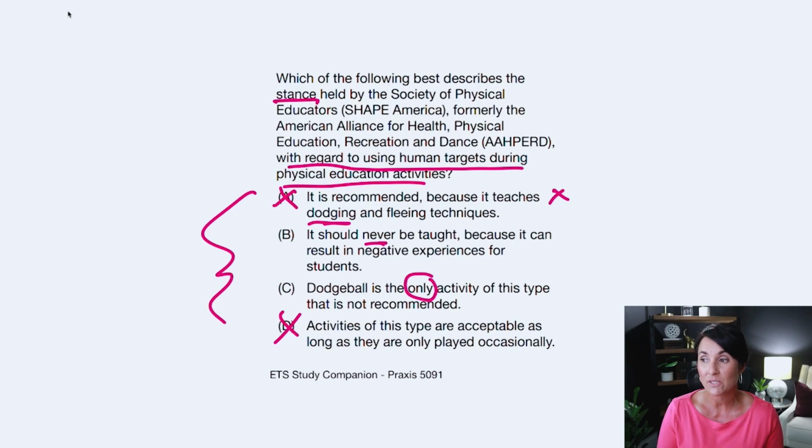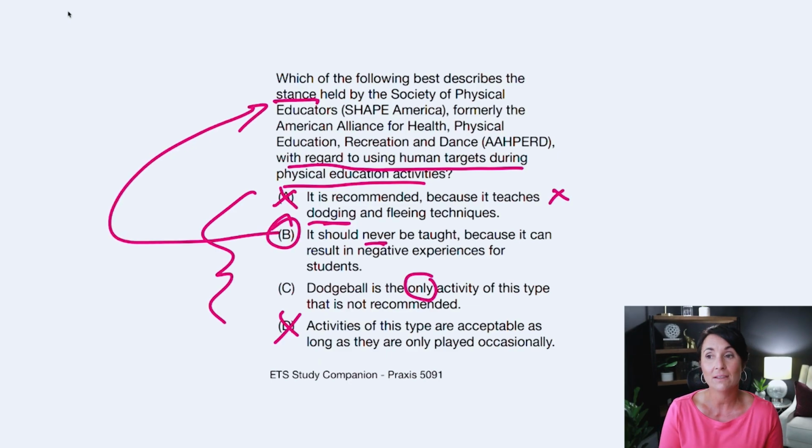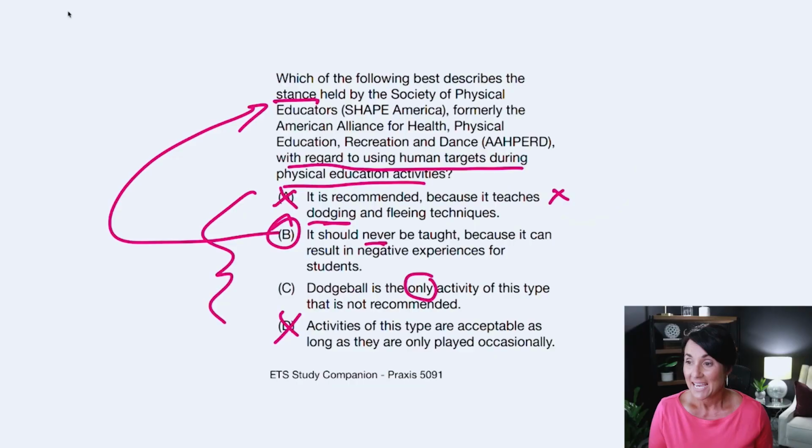B, it should never be taught because it can result in negative experiences. That is the stance. That is definitely the stance. Do not use dodgeball. Please, just don't do it. I know there's some funny, like I love the movie Dodgeball. I think it's hilarious, but it's hilarious because people understand how traumatizing dodgeball can be. C, dodgeball is the only activity of this type and is not recommended. Not really. I'm sure there are other activities that are using human targets. I don't know what they are. Dodgeball is the one in my mind, but it doesn't matter whether it's dodgeball or something else. Let's not use little kids as human targets.